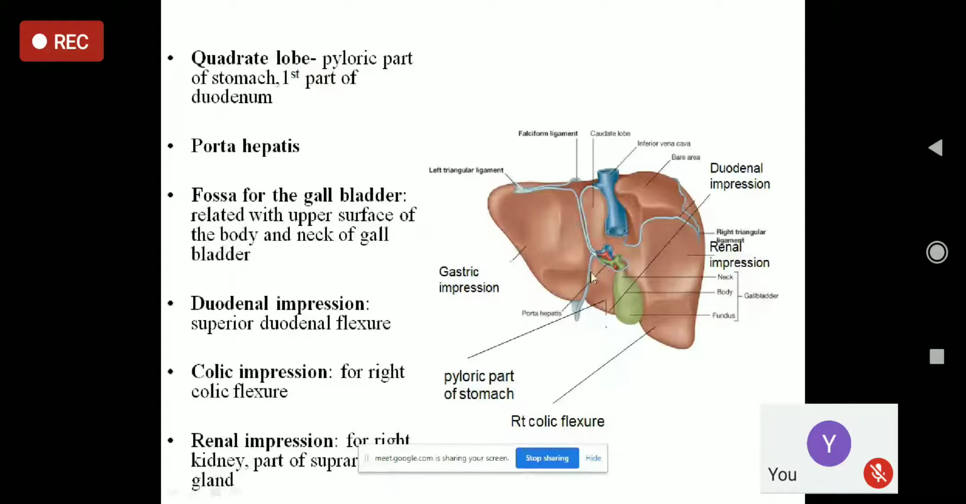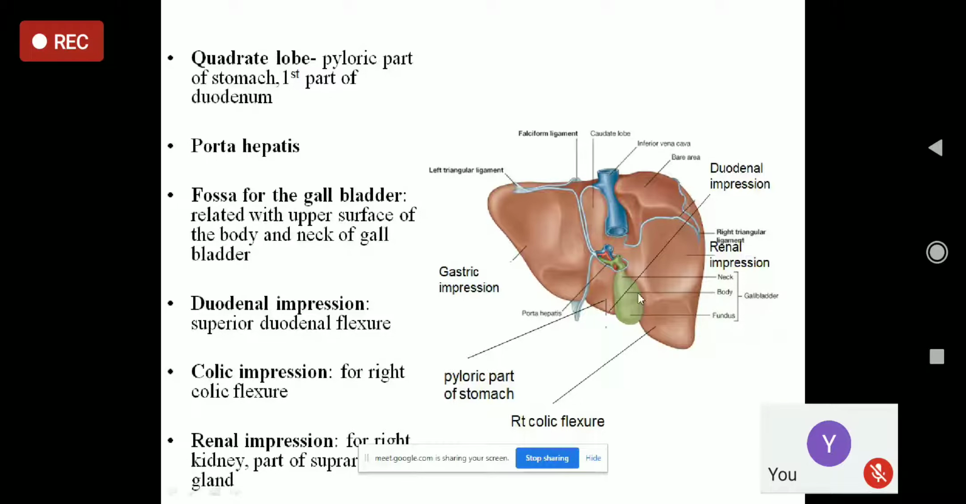This is the quadrate lobe, and this is the caudate lobe. Here you will get the pyloric part of the stomach. Obviously, if the body is here and the cardiac part is here, you'll get the pyloric part of the stomach, and the first part of the duodenum will lie over here, and you'll get the porta hepatis. So this is porta hepatis. We'll discuss it in the next slide. And this is the fossa for the gallbladder, related to the upper surface and the body and neck of the gallbladder.